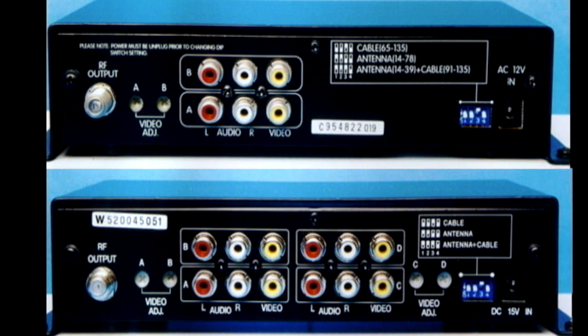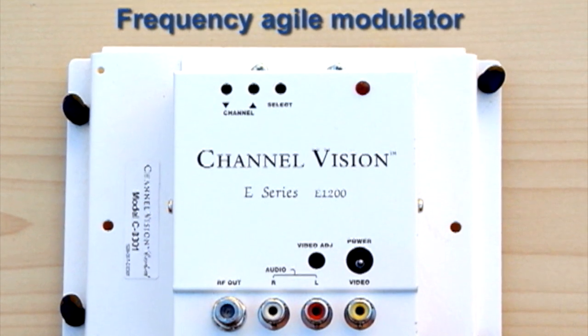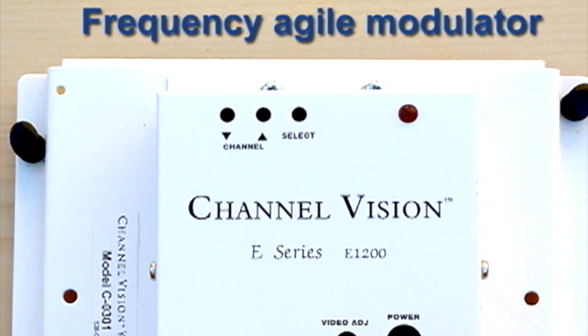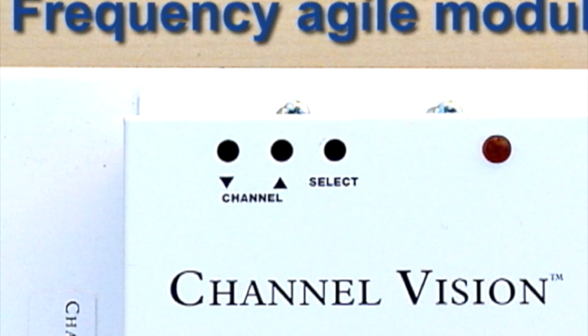They also come in a wide range of sizes, from single-source single-channel to four-source four-channel models. All the modulators you'll be using are frequency agile. That is, you can select the output channel in either the cable or off-air channel range. You need to do this to set the modulator channel to one that's not used by local off-air cable channels.